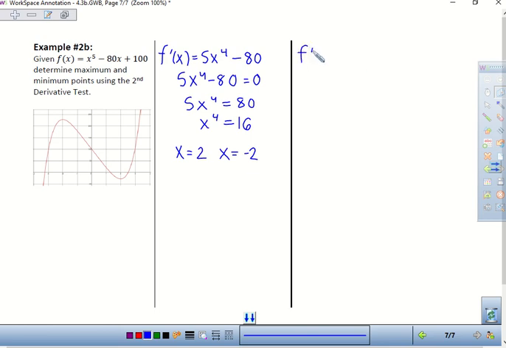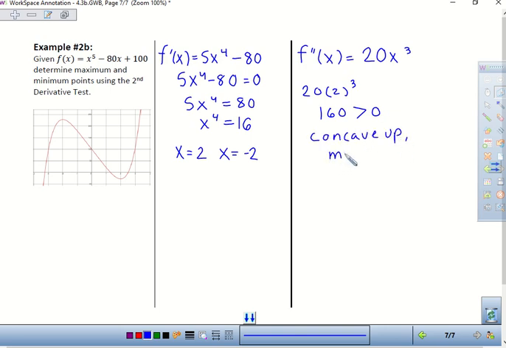So what would be the second derivative? 20x cubed. Good. Then you're going to plug each of those in. So you've got 20 times 2 to the 3rd, which is 160, which is greater than 0, so it's concave up, and it has a minimum at 2.